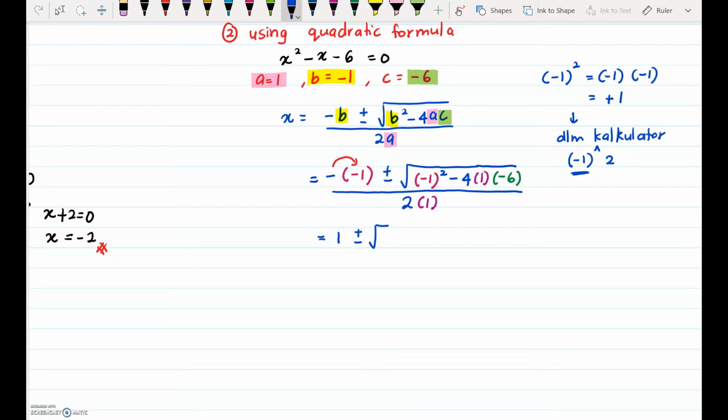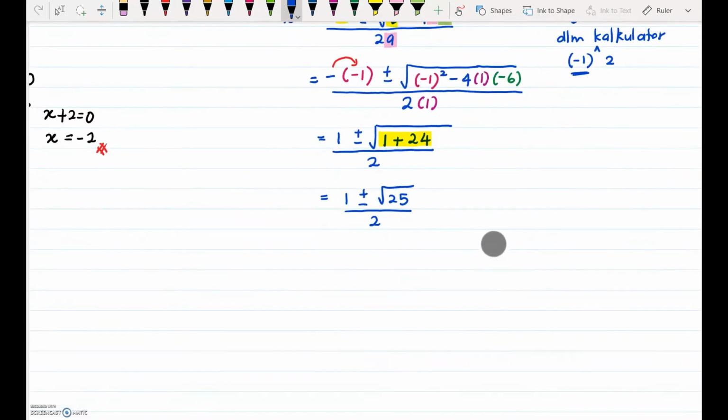So 1 tambah tolak, and then square root. Okay, dalam kurungan negatif 1 kuasa 2, kita dapat 1 tolak 4 darab 1 darab negatif 6. Dia jadi berapa? So positif 24. Divided by 2. Ataupun kalau bahagian ni nak kira terus pun boleh juga. Ini saya tunjuk ni kira satu-satu lah. Okay, jadi kita akan dapat 1 tambah tolak square root 25 divided by 2.